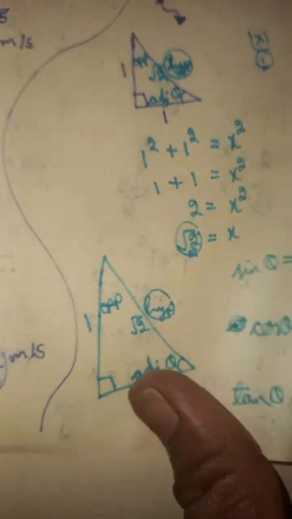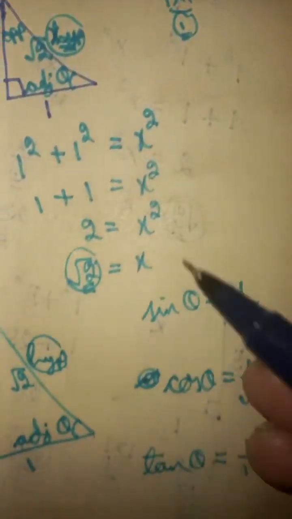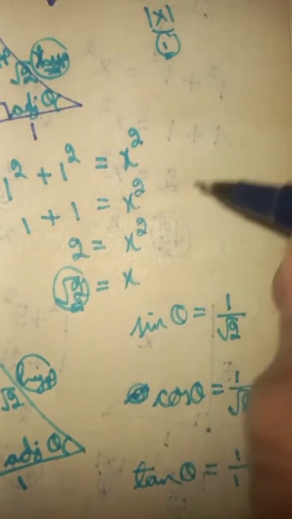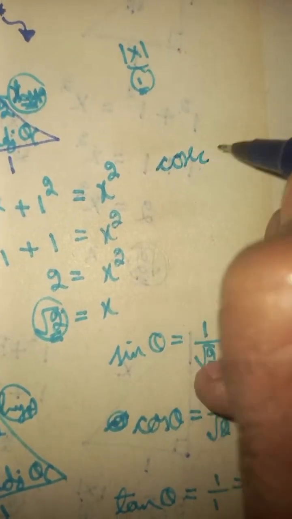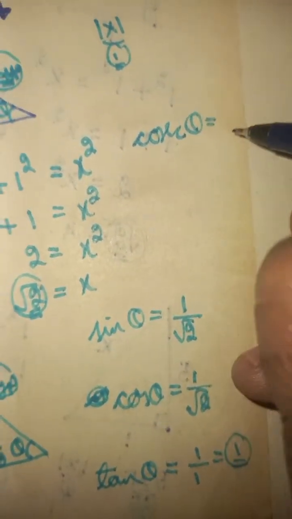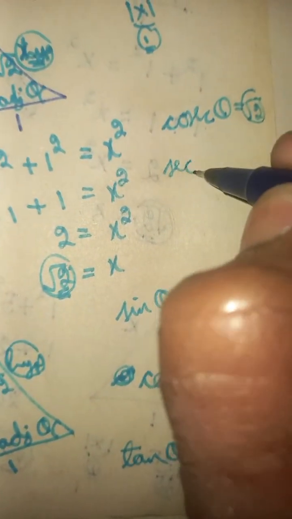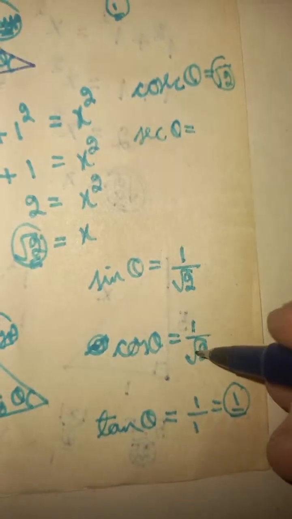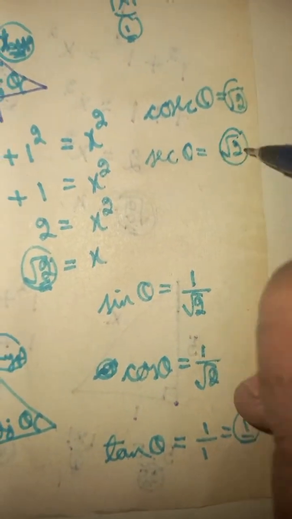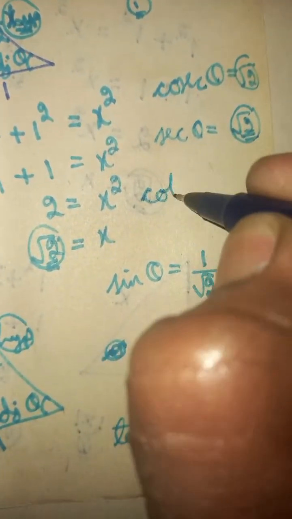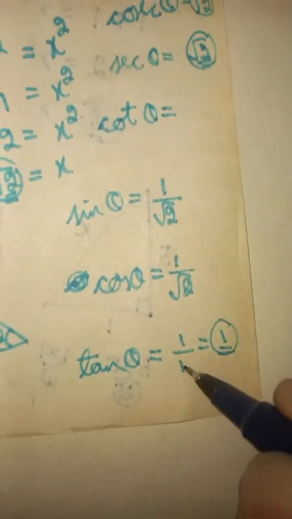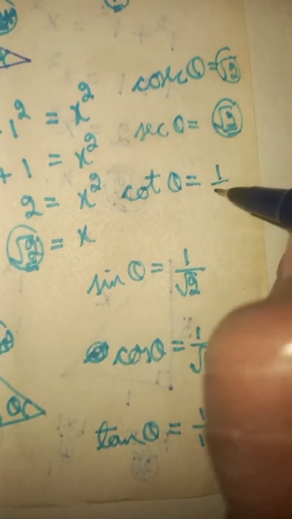Now let's do more problems like that. Here cosecant of theta means reciprocal of sine theta, that means cosecant theta will be equal to 1 by 1 by root 2, which becomes root 2. Secant theta, the reciprocal of cos theta, also becomes equal to root 2. And cot theta, the reciprocal of tan theta, remains as 1.